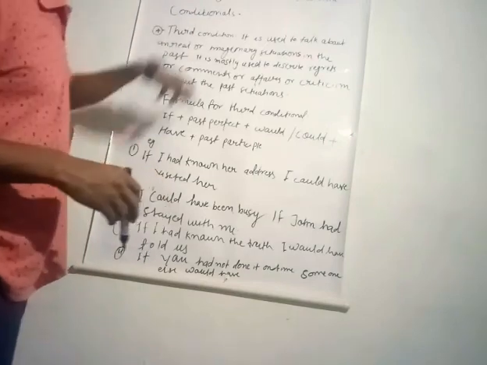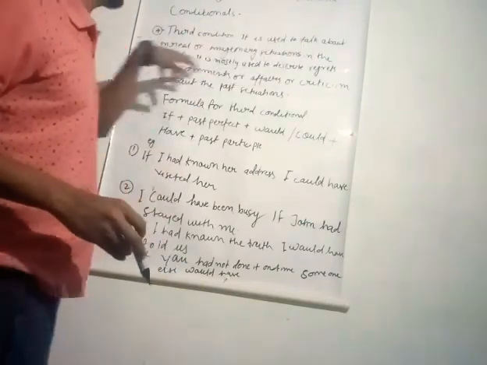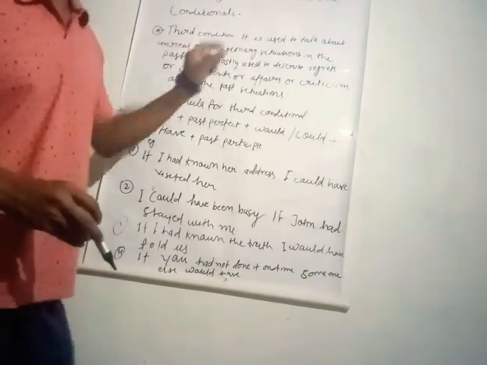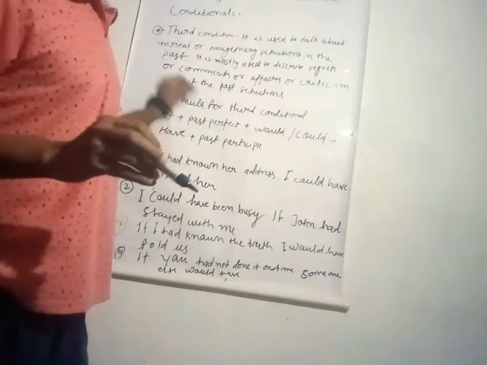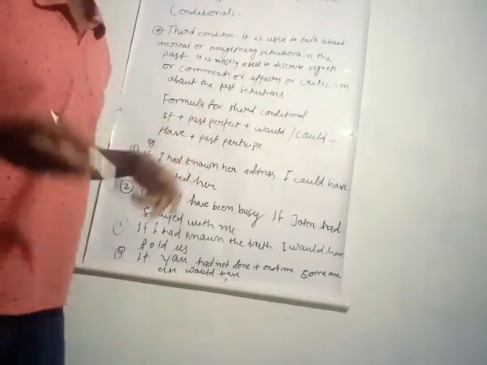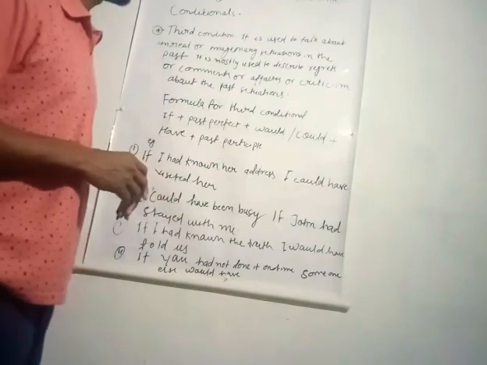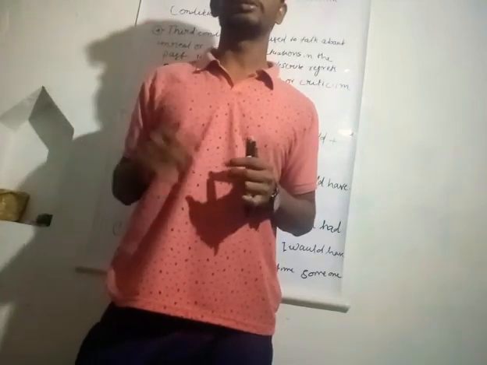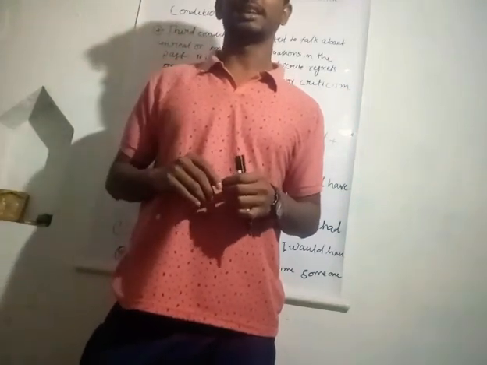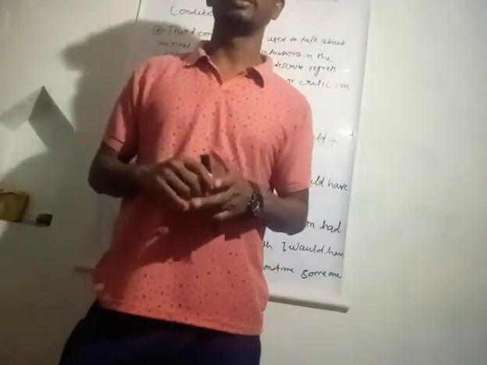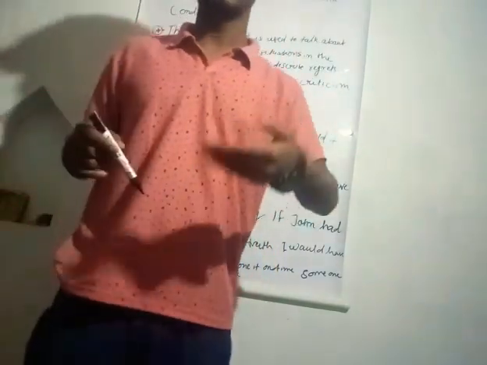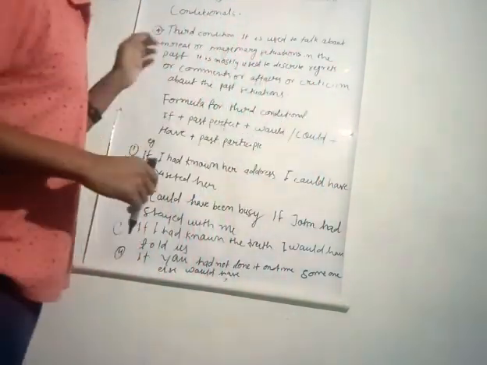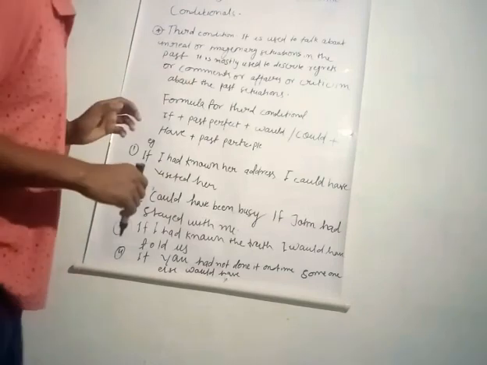Okay, so I have written the definition of the third conditional. It is used to talk about an unreal or imaginary situation in the past, and it is mostly used to describe regrets or comments or criticism about the past. So if you are regretting that you would have done something, and if you got the chance again, then you could have done that thing. So you are regretting right now. It shows regret and comments or criticism.